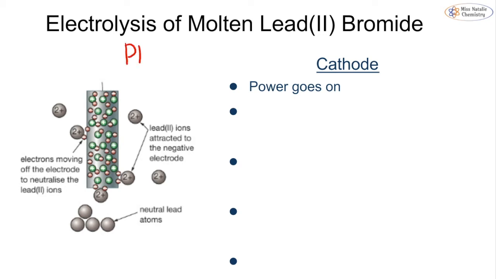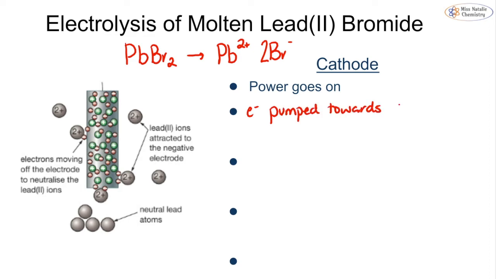So we've got PbBr2, and this is going to form a lead 2+ ion and 2 bromide 1- ions. So for every PbBr2, we're going to make 1 lead ion and 2 bromide ions. At the cathode, the first thing that happens is, of course, your power goes on. And as the power goes on, we get electrons being pumped towards the cathode from the battery, and that then makes it negative.